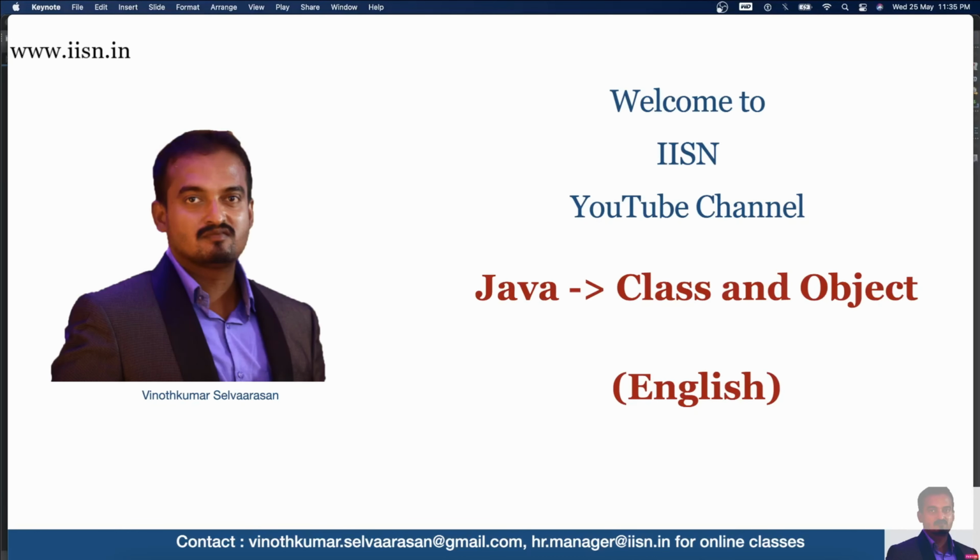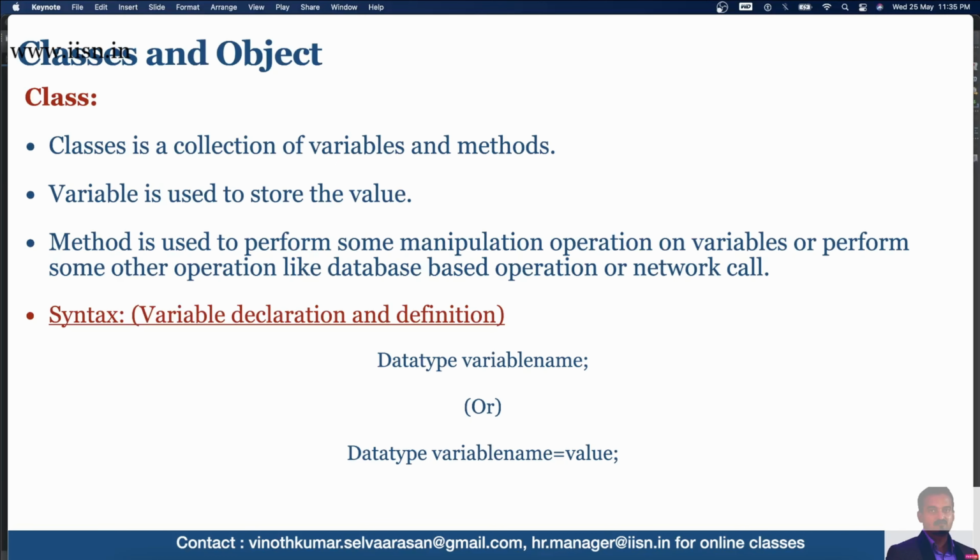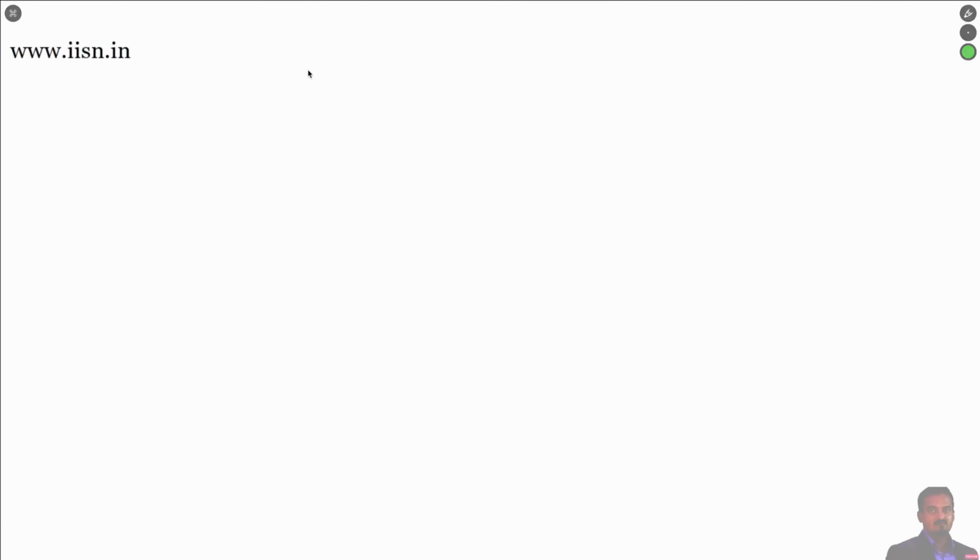Now we are going to see the topics on classes and objects in Java. First we are going to see what is class and object. Class is a collection of variables and methods. Variables are used to store values. Methods perform some manipulations on variables. First we must understand what is class. Before that, we are going to get it in detail.